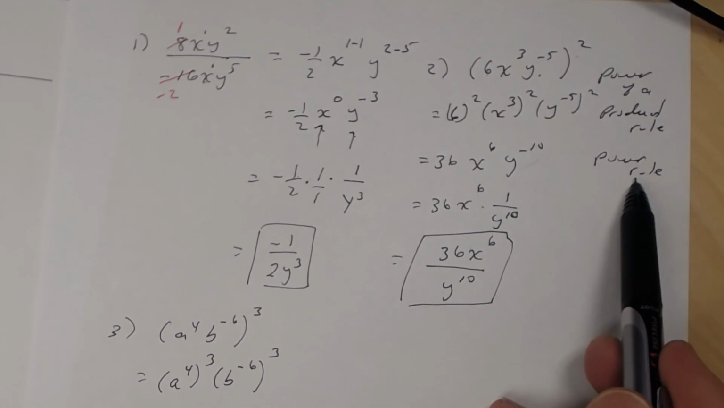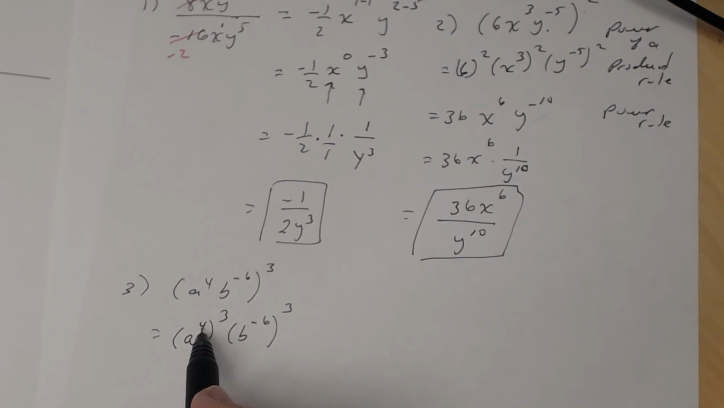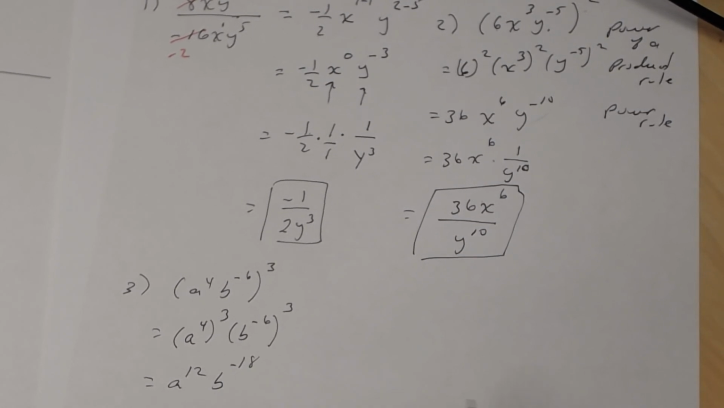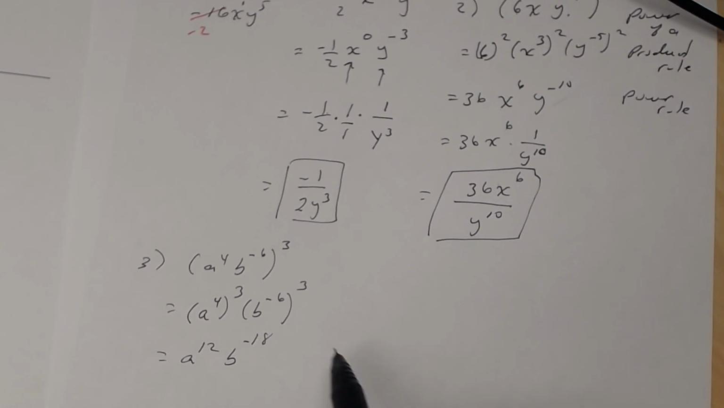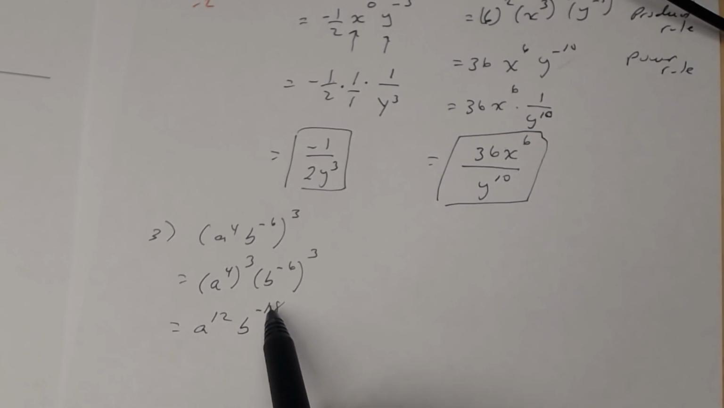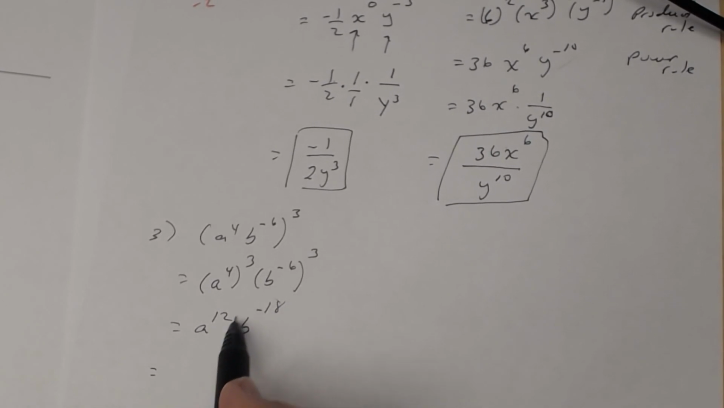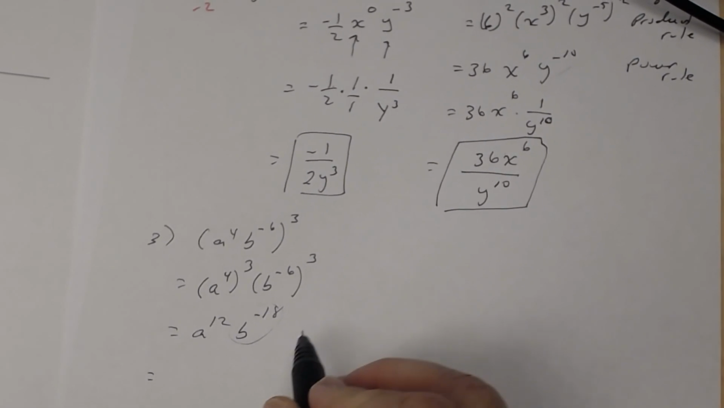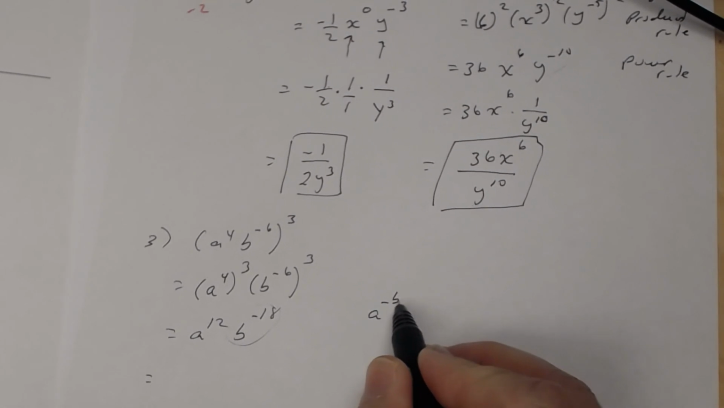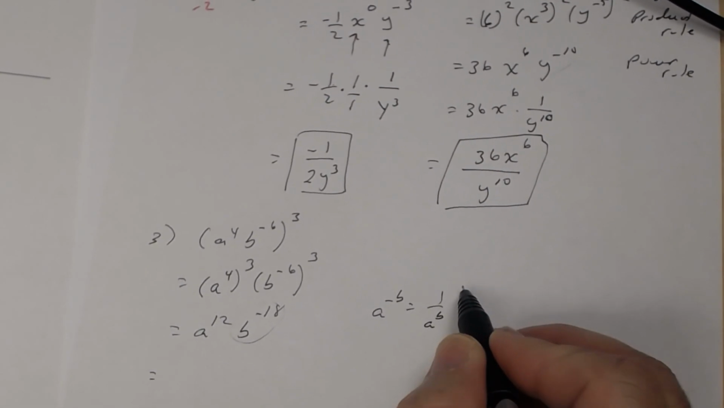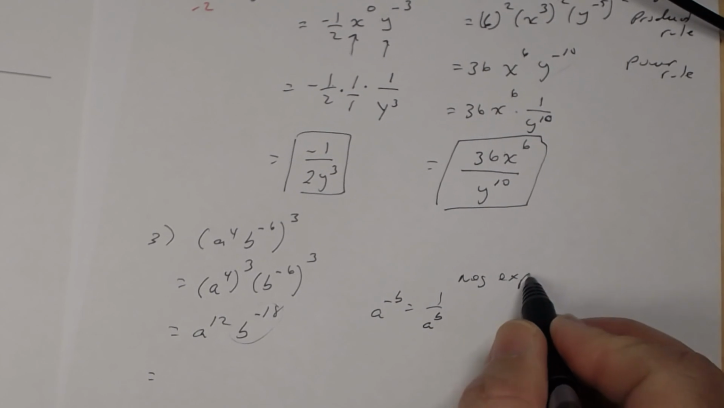And then you're using the power rule. When you have a power raised to a power, you multiply. So that becomes a to the 12th power times b to the negative 18th power. Negative 6 times 3 is negative 18. And again, you don't want any negative exponents, so you're going to rewrite this part as a positive exponent. Remember, right now it's in the numerator, so it's going to end up in the denominator. The negative exponent rule says a to the negative b is 1 over a to the b power.